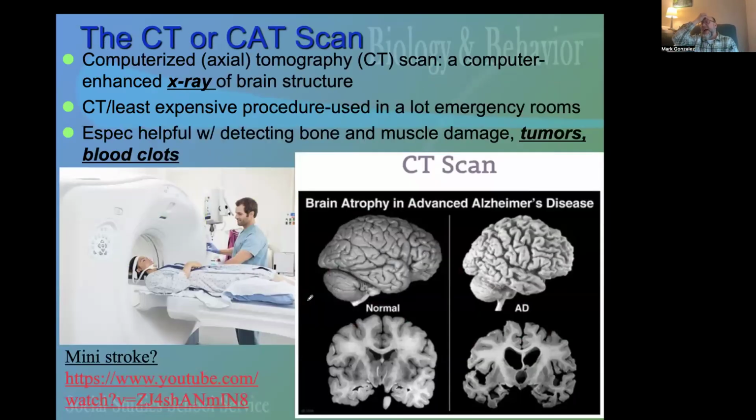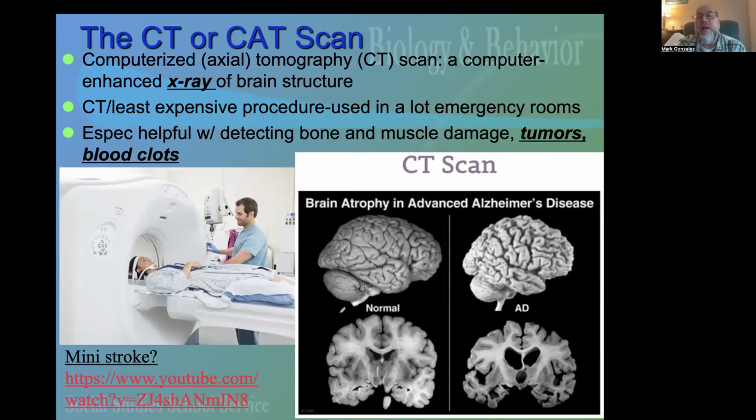Some of you may have had a CAT scan or a CT scan. That's actually called a computerized axial tomography scan. So basically, it's an X-ray of the brain structure, right? And actually, it shows a little more. It can help detect bone and muscle damage, tumors, and blood clots. A lot of emergency rooms use CT scans. You can look at them to see if there's been a stroke.